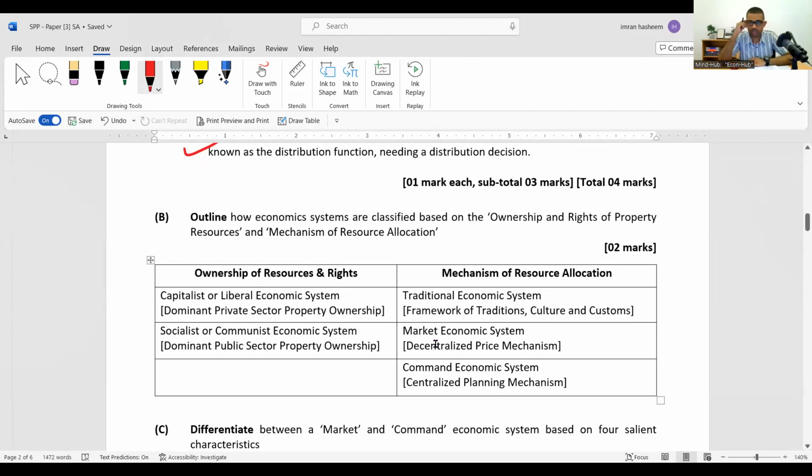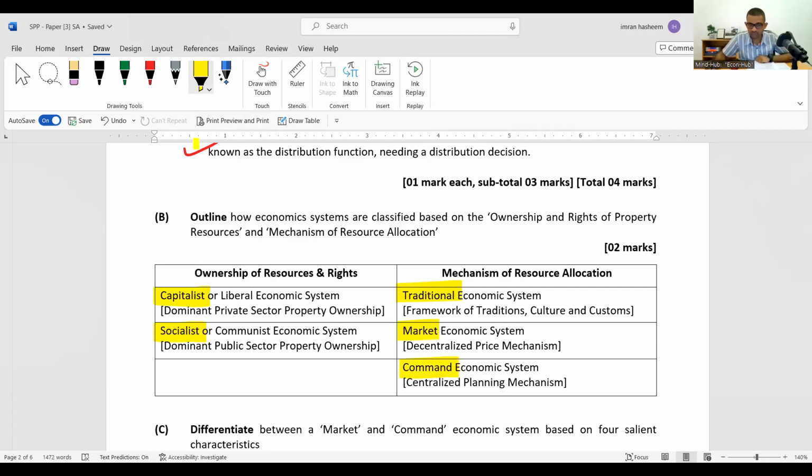Outline how we classify economic systems based on ownership and rights very clearly. Now here, if you mix up the words, you will not get marks. For ownership of resources and rights, you use words like market and command. On the other hand, for the price mechanism of resource allocation, you use words like capitalist, socialist, traditional. If you mix these words up, you're not going to get the marks. Don't mix them up, or you lose marks.